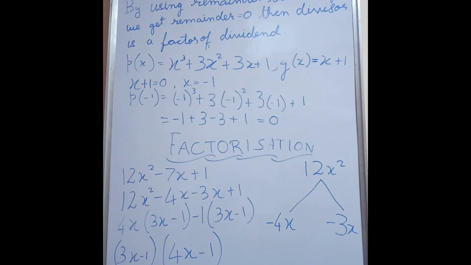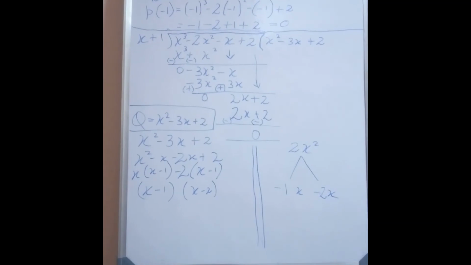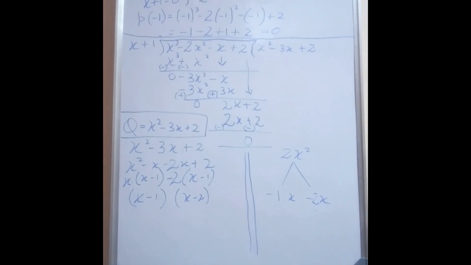and the other two terms which are outside the bracket, that are 4x minus 1, we take as a common. So here we got the factors 3x minus 1 into 4x minus 1, which will give us the original polynomial when multiplied. Let us see the factorization of four terms of a polynomial.